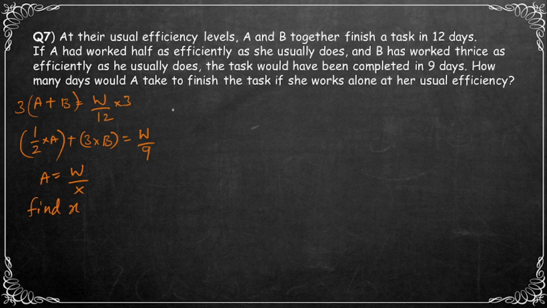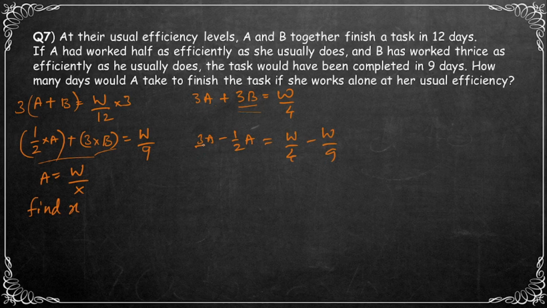So then we will get 3A plus 3B is equal to W by 4. If we do this equation minus this equation, we can eliminate B, because 3B minus 3B. So 3A minus half A plus 3B minus 3B is 0. So W by 4 minus W by 9.